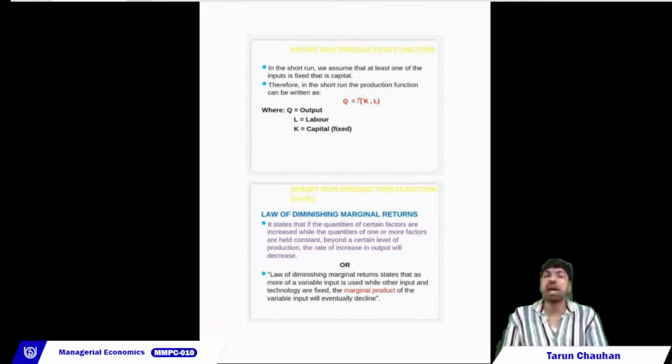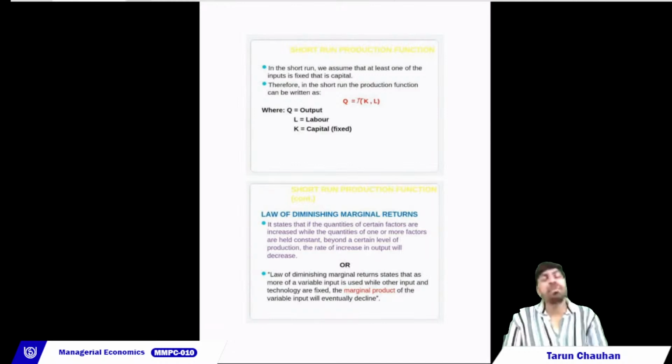So in the short run, the production function is written as follows: Q is equal to a function of K and L, where K stands for capital and L stands for labor. That means Q is a function of capital and labor in the short run, where capital remains fixed. So this is called the short-run production function. In the short run, we assume that one of the inputs is fixed, and the factor input which is capital remains fixed only in the short-run production function.